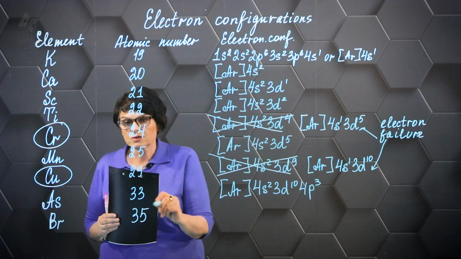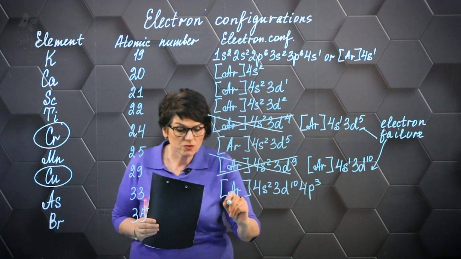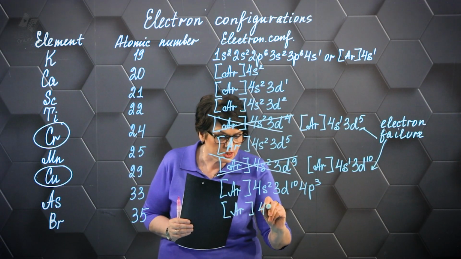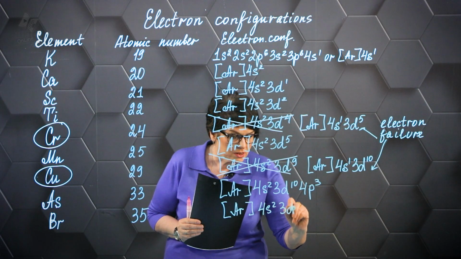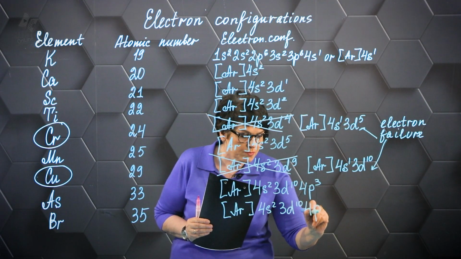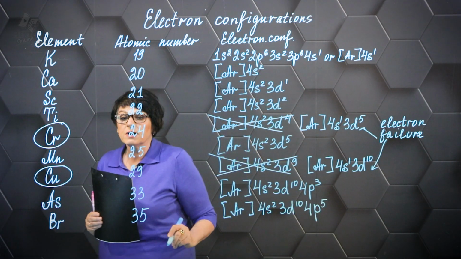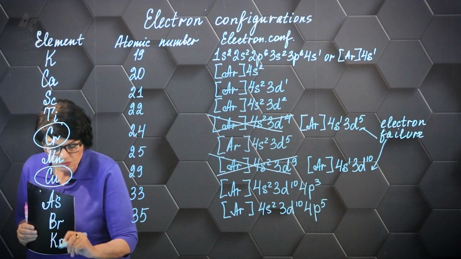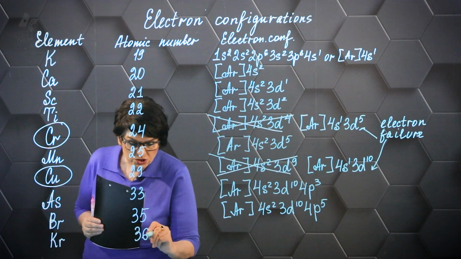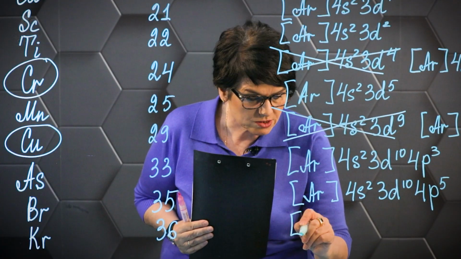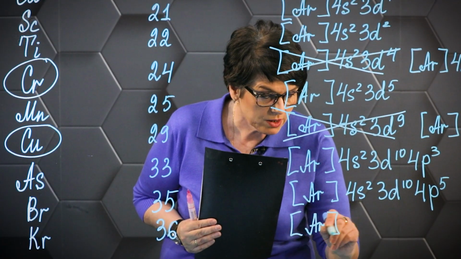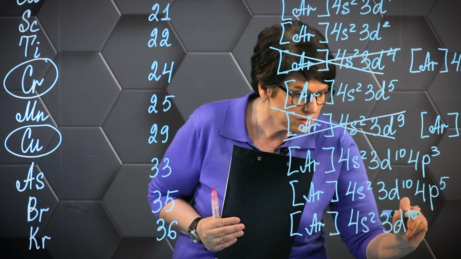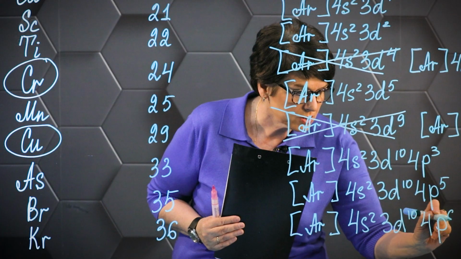Up to the 35th element, the p sublevel is filled, as it is for bromine itself. That would be 4s2, 3d10, 4p5, and the fourth period closes with the element krypton. It's number 36, and it has the same configuration as argon, 4s2, 3d10, 4p6, and so the fourth period is complete.